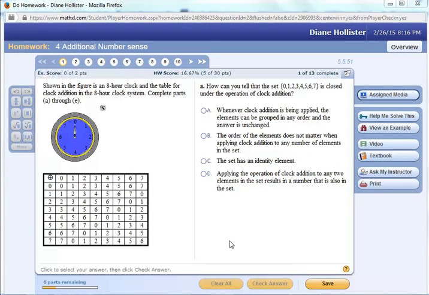Hi, let's take a look at some problems from the last section in Chapter 4. These problems correspond with Section 5.5 in your textbook, but they link well with material from Chapter 4, so they are part of that chapter. This is coded Chapter 4, Additional Number Sense.